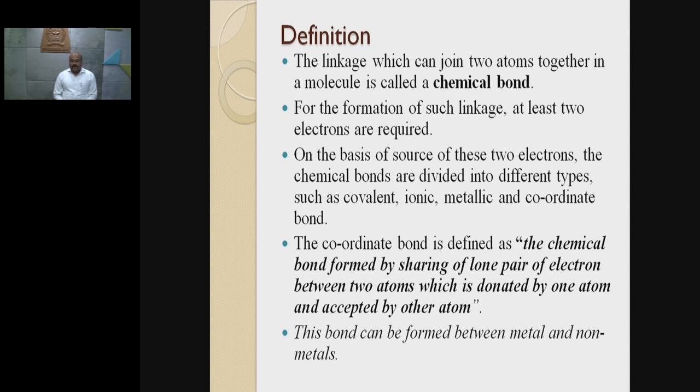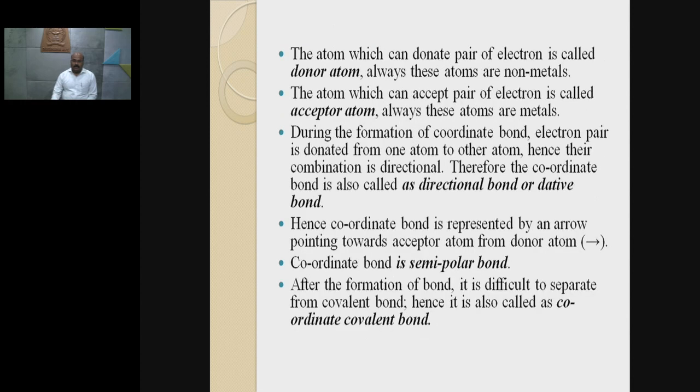In this bond, the lone pair of electrons is basically donated by the non-metal atom and accepted by the metal atom. That means the metal atom, which contains at least one empty orbital, is able to accept the lone pair of electrons. And the non-metal, which has more than half-filled electron configuration, contains at least one lone pair of electrons and is able to donate it. Therefore, the coordinate bond is formed between the metal atom and non-metal atom.